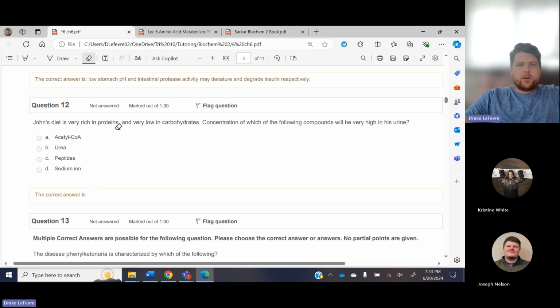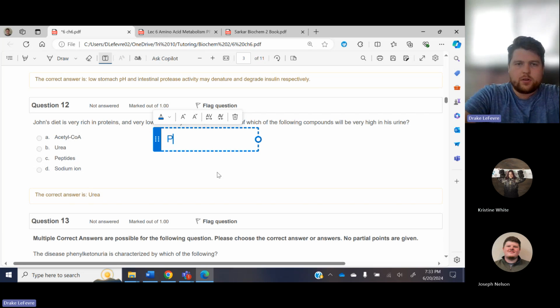John's diet is very rich in proteins and very low in carbohydrates. Concentrations of which of the following compounds are likely very high in his urine? We already kind of mentioned this as well. Yeah, because protein equals nitrogen equals urea.